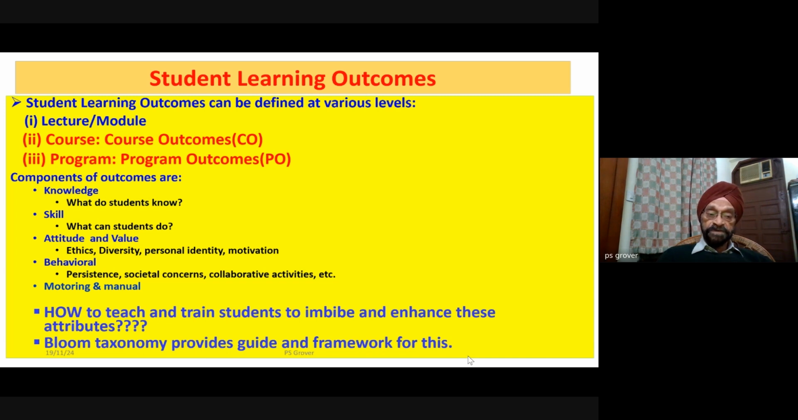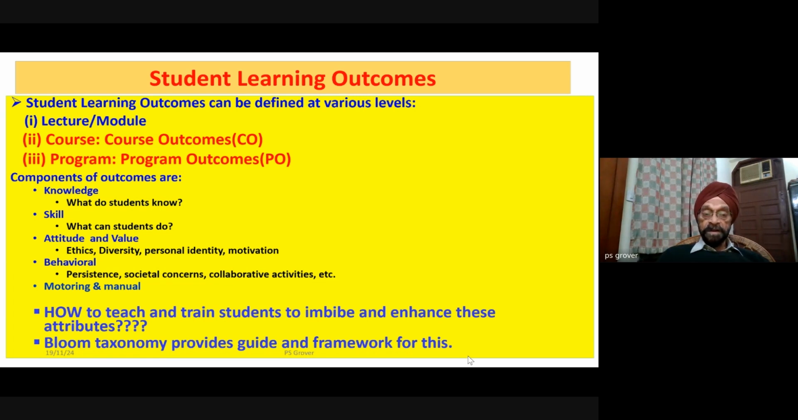So when we educate a student, then we expect him not only to gain knowledge, but also to develop skills, and become a good human being. How to teach and train students to imbibe and enhance these attributes. Now, how to embed these characteristics in our curriculum. That's where Bloom taxonomy guides us. Bloom taxonomy provides us a guide and framework for defining, for constructing the learning outcome of the students.